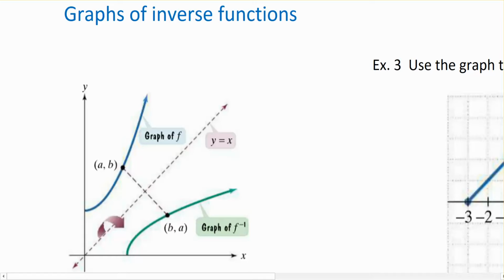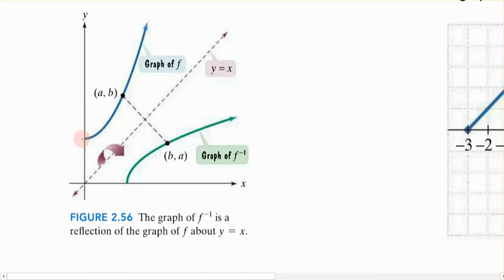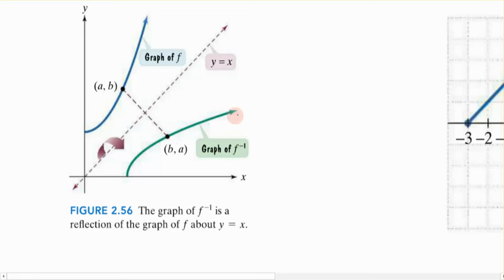Now let's go back and talk about the graphs of our inverse functions. They're kind of specific. Here I have in blue the graph of the function f, and in green you can see I have the graph of the inverse function f inverse. The characteristic of a function and its inverse when you graph them is that they are reflected across this imaginary y = x line. So this function f is reflected across that line to give me the inverse function down here.